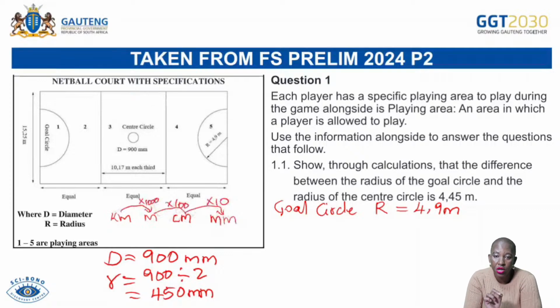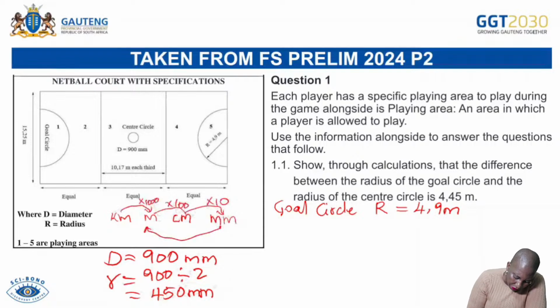So from the bigger unit to the smaller unit, we multiply, but from the smaller unit to the bigger unit, what do we do now? We divide. So now we have to divide because our radius is in millimeters. It will be from millimeters to what? Meters. That means we have to divide this 450 meters, we divide it by what now?